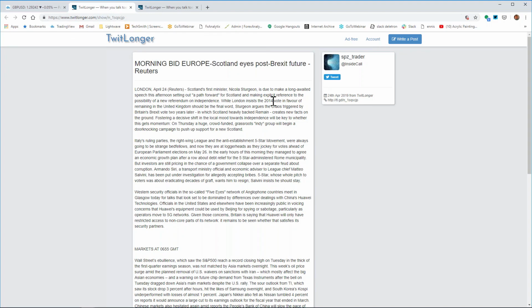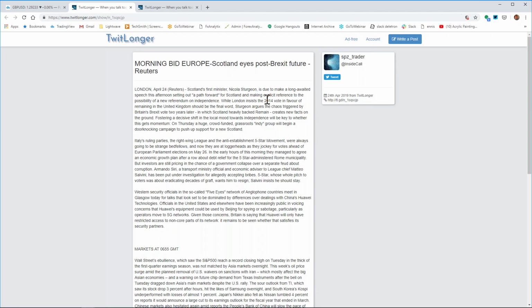Scotland's First Minister Nicola Sturgeon is due to make a long-awaited speech this afternoon setting out a path forward for Scotland and make explicit reference to the possibility of a new referendum on independence. While London insists the 2014 vote in favor of remaining in the United Kingdom should be the final word, Sturgeon argues the chaos triggered by Britain's Brexit vote two years later, in which Scotland heavily backed Remain, creates new facts on the ground. Fostering a decisive shift in the local mood towards independence will be key to whether this gets momentum. On Thursday, a huge crowdfunding grassroots indie group will begin a door-knocking campaign to push up support for a new Scotland.